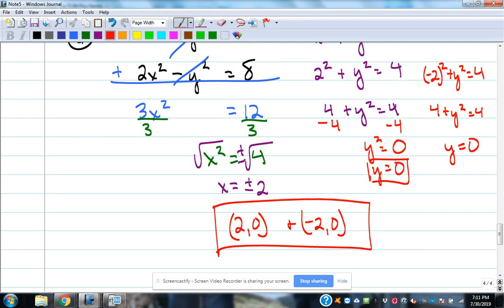Nonlinear systems. Look for the easy ways to solve it. If they're opposites, elimination is the easy way. If one of them has a plain variable by itself, substitution is the easy way. Got to look for those shortcuts. It's much easier when you find those shortcuts with nonlinear systems.